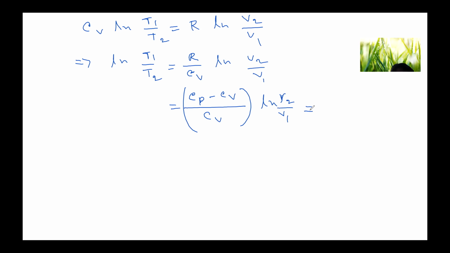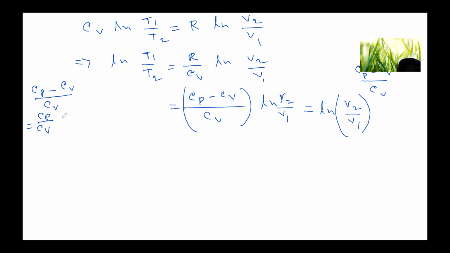So we can just raise this to the power. This is a formula from logarithms, if you remember basic mathematics. So T1 by T2 will be equal to V2 by V1 to the power Cp minus Cv by Cv. Now what is this Cp by Cv? We know that Cp by Cv equals gamma. We all know that. Let me write this: Cp minus Cv by Cv is equal to Cp by Cv minus 1.